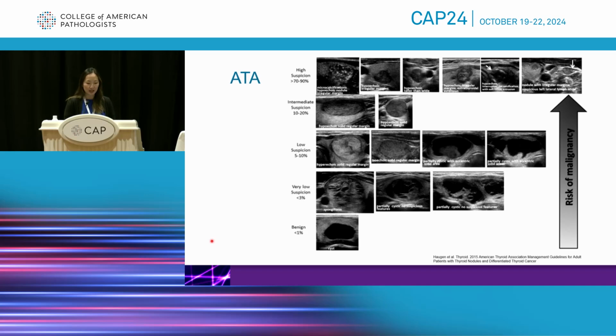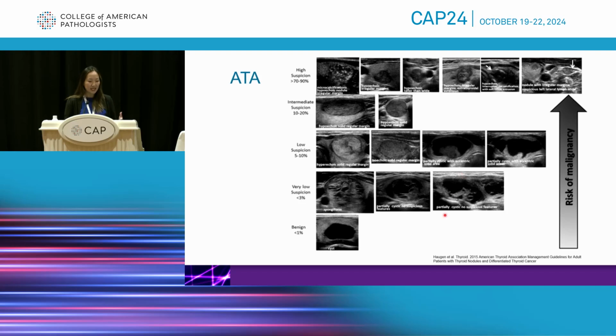The ATA is coming out with a new set of guidelines to look out for that. But basically these guidelines will take a look at the ultrasound features of a nodule and stratify into benign, so this almost totally cystic nodule on the bottom, almost totally benign, less than 1% risk of malignancy, very low suspicion, which are these spongiform nodules, partially cystic, low suspicion, which are these kind of hyperechoic with regular margins, isoechoic with regular margins, partially cystic with some mural nodules. Intermediate suspicion would be some of these hypoechoic nodules, and then high suspicion would be nodules that have some microcalcifications. They've got irregular margins, they've got some areas of capsular penetration.